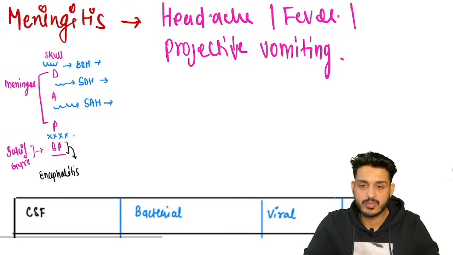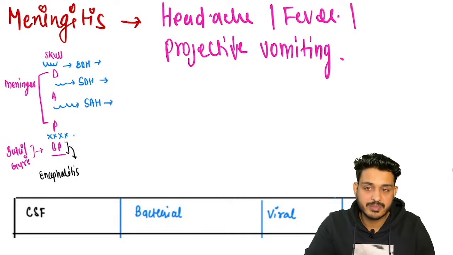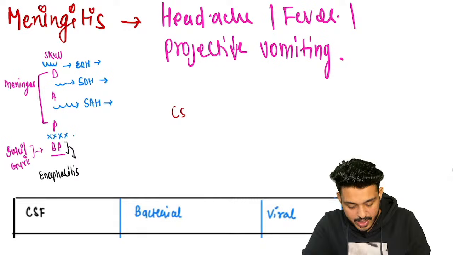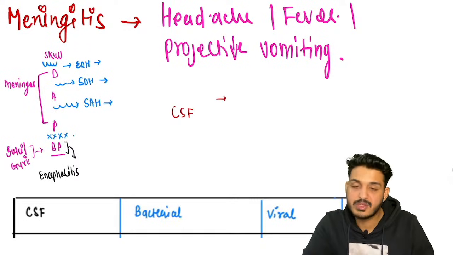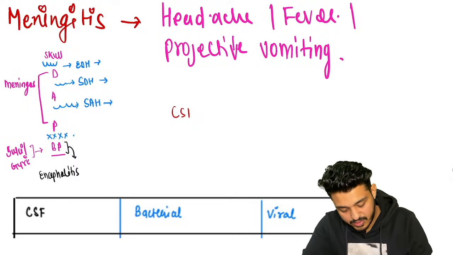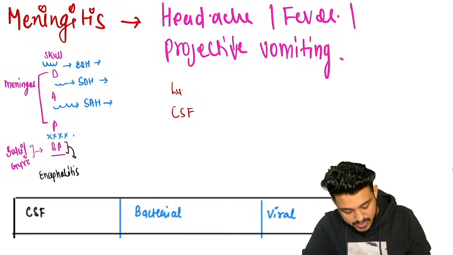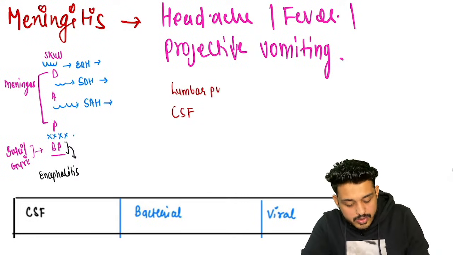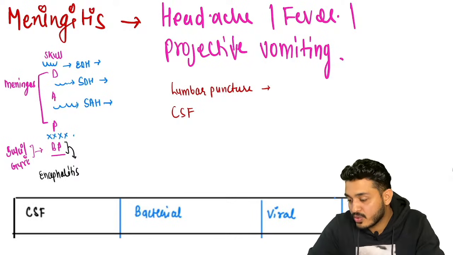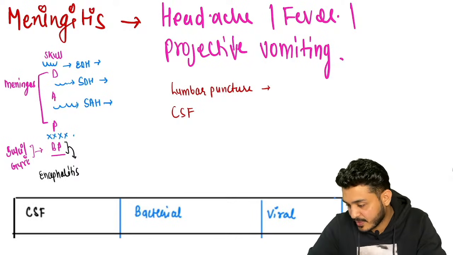Now we cannot open everything to look for meningitis, so we are going to take out a sample, and this sample is always going to be cerebrospinal fluid. What is the site for lumbar puncture? Try to answer. What is the site for withdrawal of CSF? So you are going to do the lumbar puncture, take out the CSF, and then look inside the CSF.